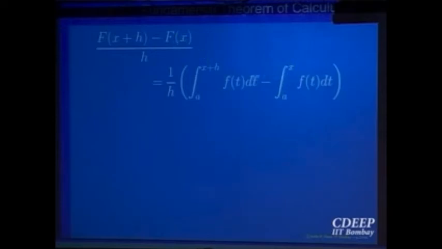So now use the properties of the integral, right? This is the integral from a to x plus the integral from x to x+h. One integral cancels. So what is this equal to? It is just equal to 1 over h times the integral from x to x+h of f(t). And now I want to take the limit of this as h goes to 0, right?